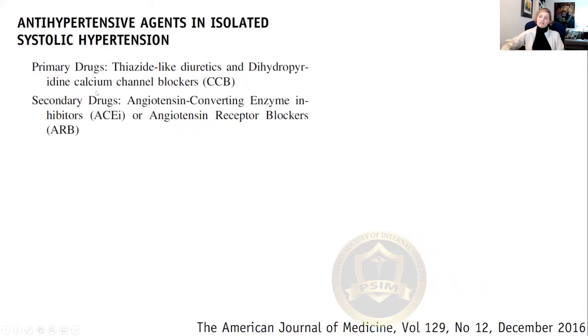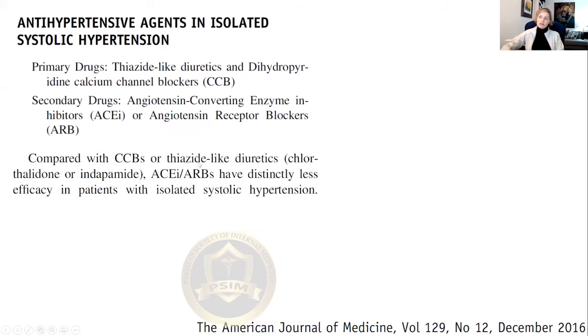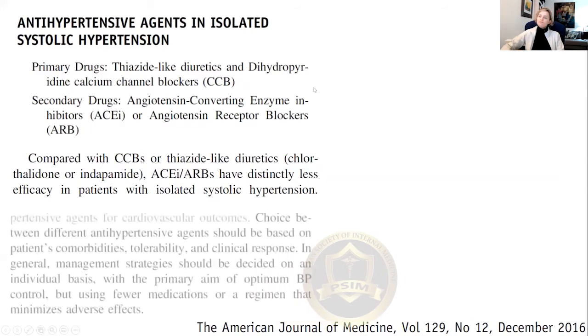As secondary drugs recommended are ACE inhibitors and angiotensin receptor blockers. Compared to CCBs and thiazide-like diuretics, ACEs and ARBs have distinctly less efficacy in patients with isolated systolic hypertension. Quite interestingly, because they are often the drugs of choice, but not for this specific patient group, and it's potentially due to the pathophysiological pathways that are targeted with thiazide-like diuretics and calcium channel blockers.